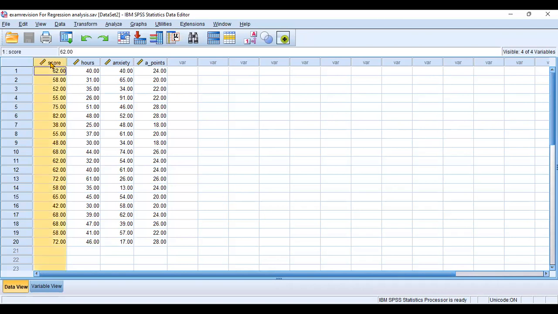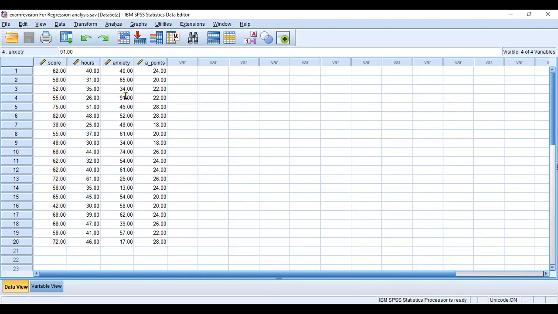Now we have exam score, time spent studying, anxiety level, and A-level entry points. These three variables constitute our independent variables that we want to use to predict your exam score, your exam performance measured in terms of marks, right? Based on the length of time you spend studying, the level of anxiety you expressed before entering to write the exams, and your GPA, or how do you call it now, your grades from the advanced level. Let's assume that this is a situation in the university, right?